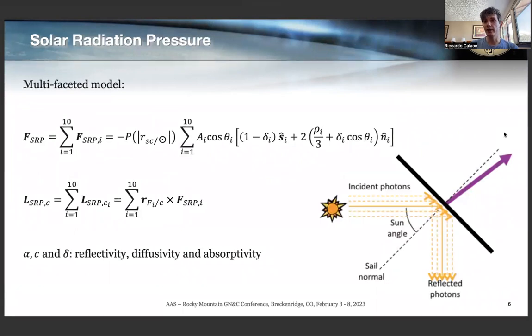Very briefly, solar radiation pressure acting on the system is due to the fact that photons emitted from the sun do impact surfaces of the system. Solar radiation pressure is here computed using a multifaceted model where only surfaces that are directly impacted by photons are considered. So for each of these surfaces, it is possible to compute a force and a center of pressure. And with all these ingredients, one can compute the resulting torque due to SRP acting on the whole system.